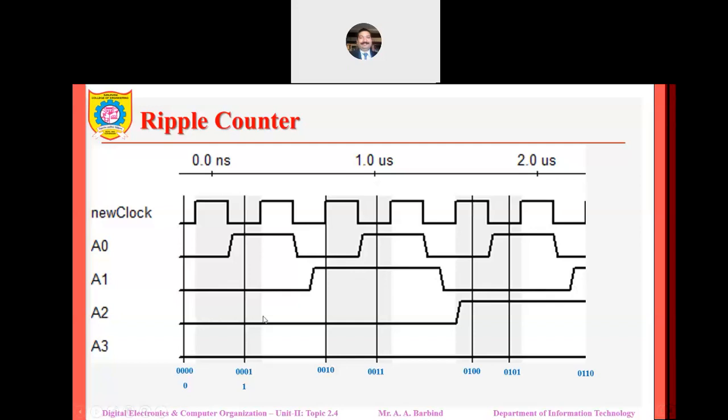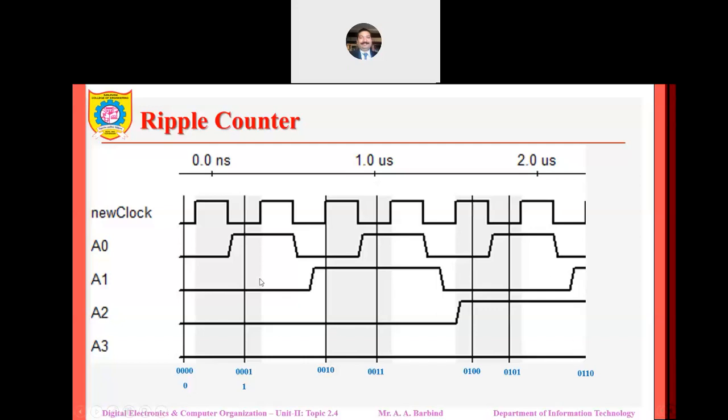So the third flip-flop won't get any negative edge until this particular time. At this time, the output of the second flip-flop goes low from high, and at that instance the third flip-flop will toggle from 0 to 1. Now the next negative edge is not shown in this diagram. So the third flip-flop remains high until the next negative edge is encountered by it. The fourth flip-flop so far in this diagram does not get any negative edge, and it remains low for all the time during this period.